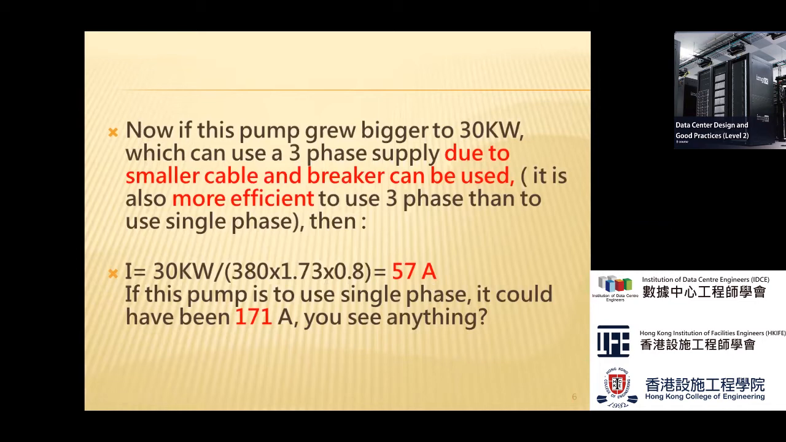That's number one. Number two, you can see that if you multiply this 57 by 3, you'll find that this is equivalent to 171. As we mentioned before, because you use a three-phase supply, 3 cables supply the power instead of 1 single cable. Hence, the cables can be smaller in size here, so is the breaker. All right, so this is interesting, right?